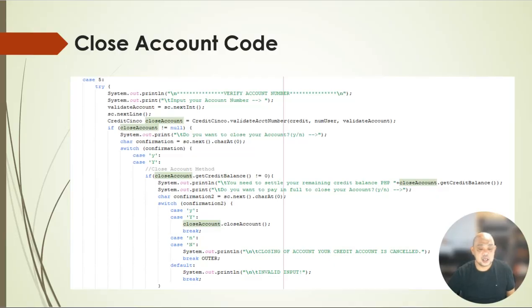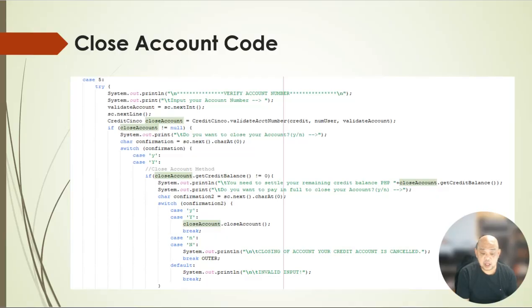Next is case 5, which is for closing of an account. In this case, it will ask for the account number for the validation of the account. If the account is validated, another confirmation verifying if the user would like to close the account will appear. If the user confirms, the system will check if the account has a credit balance or unsettled payments.